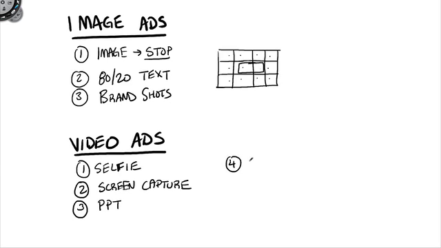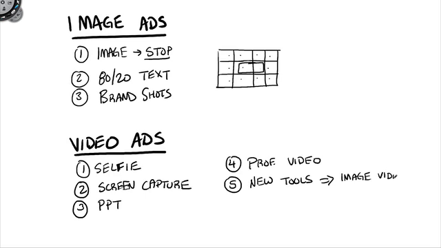4 is professional video. All right. 5 is just these new tools. Okay, these new tools that create what I call image videos. It's really neat. So I'll show you a particular tool that I really like.